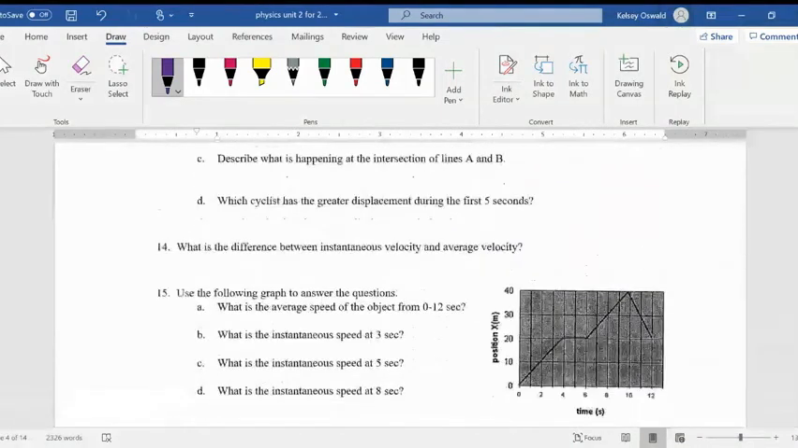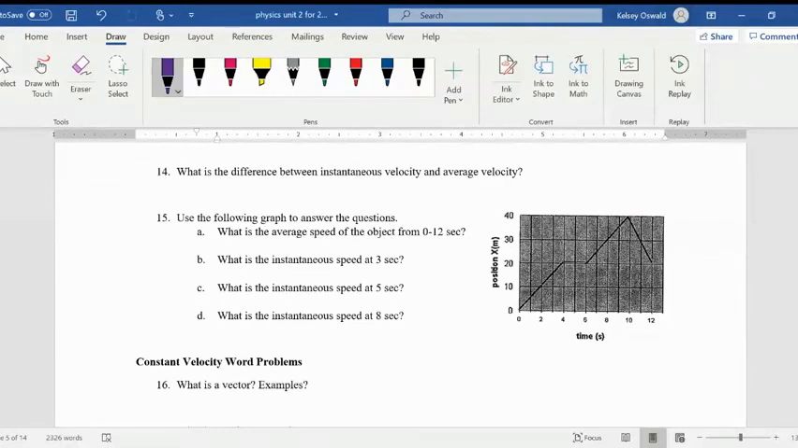All right, then the last one we're going to look at is number 15, because here we start getting into the term instantaneous speed. Remember, instantaneous speed, that is going to be our speed at a specific time. Okay? All right, but we're starting with letter A, where we're looking at our average speed. Like we saw with Mr. Estabrook, our average speed is always going to be distance over time. So we want to see how much ground this object covers from 0 to 12 seconds.